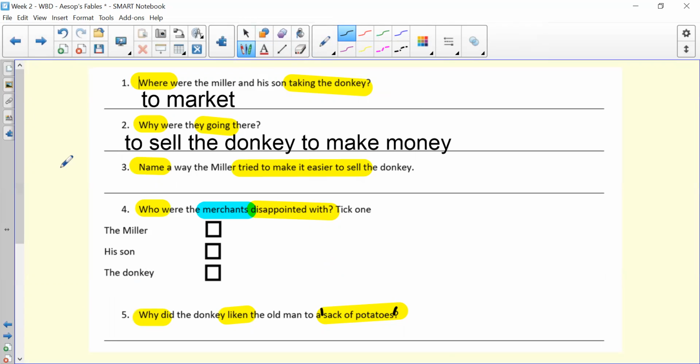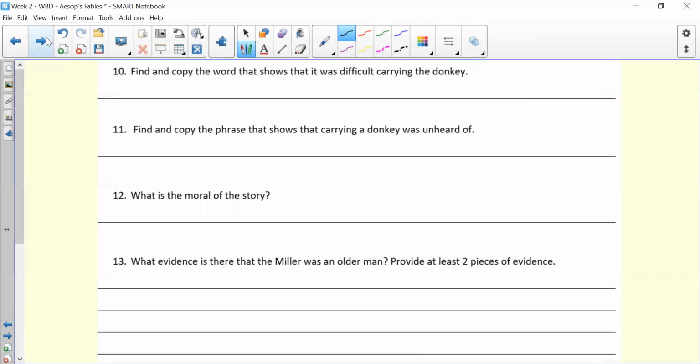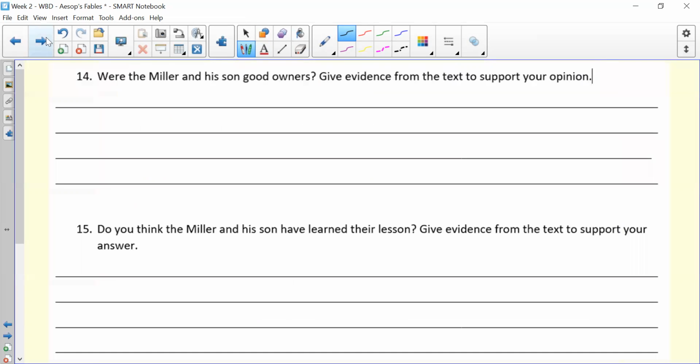So I'm going to show you a further 10 questions for you to have a go at, and I look forward to seeing how you get on. Here we go. Questions 6 to 9. Pause the screen, try your best, read the questions really carefully. Make sure you pick out those key words. Questions 10 to 13. And questions 14 and 15.